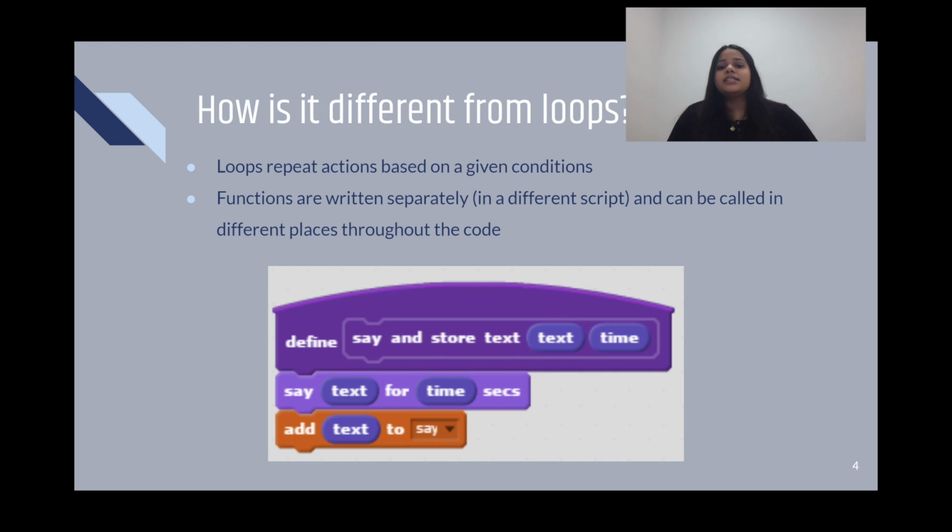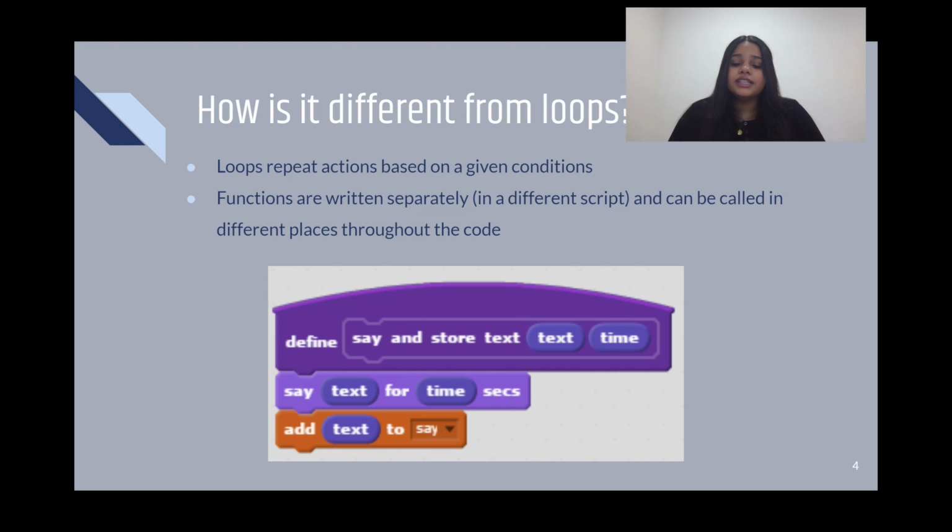Now, I said that functions can be used several times throughout your script, and you may be confusing this with loops. Loops will repeat actions based on given conditions, one after another, whereas functions are written separately in a different script, and they're just called several times. You can do some sort of nested thing where you have a loop, and within the loop you call a function, but that is way too complicated for this course, and we're going to just stick to the basics.